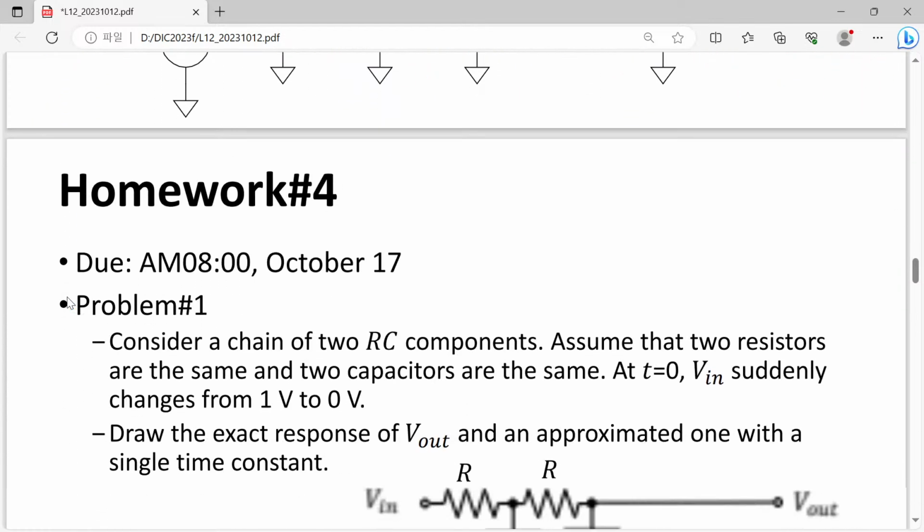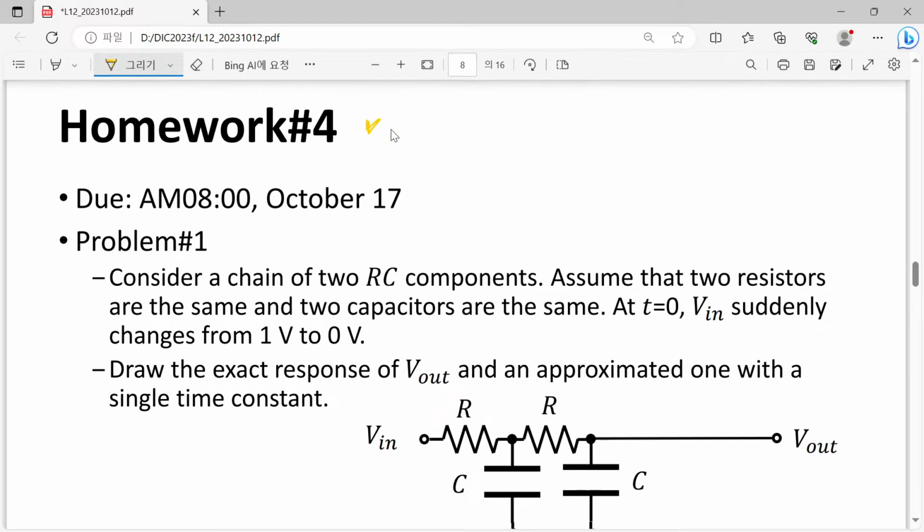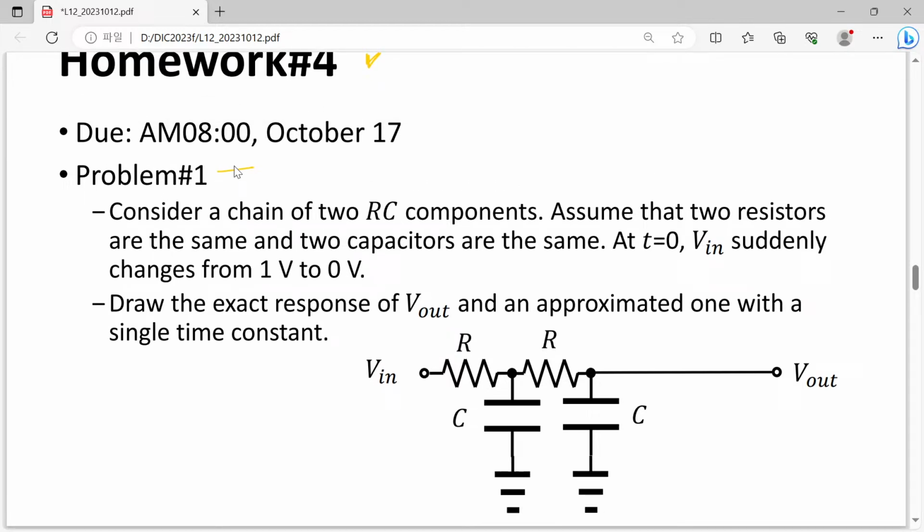So now you have your homework number 4. Please submit your homework number 4 next Tuesday. This is quite a simple one, just to do this simple calculation.